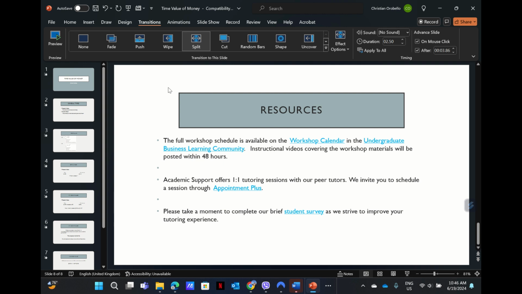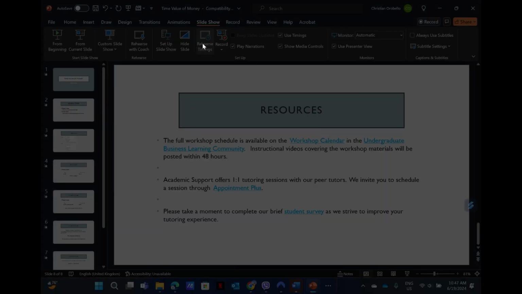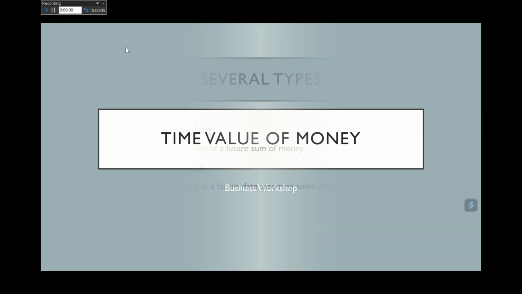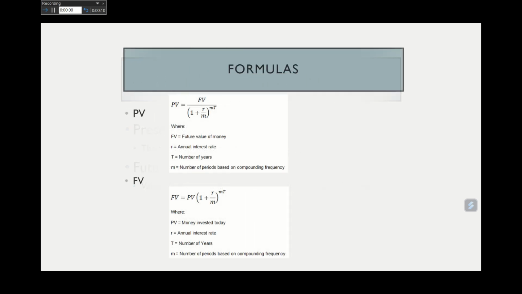Okay, so now what we want to do is go to the slideshow tab, and we're going to rehearse the timings. Okay, so you can see at the top here, there's a timer, and this is going to say how long each slide is going to be on. So that last slide was 5 seconds, and then I hit the space bar, and now let's hit the space bar again. And I'll just keep doing it.